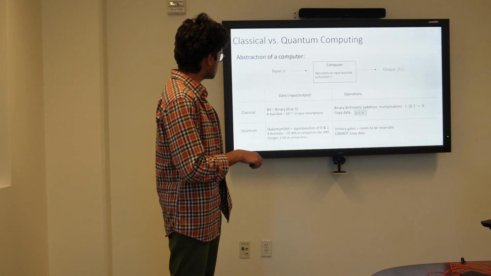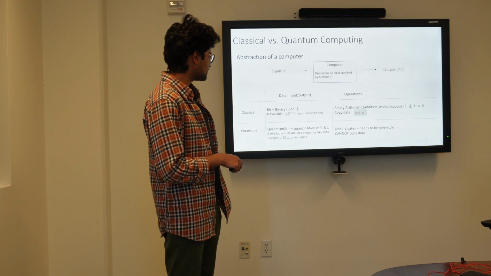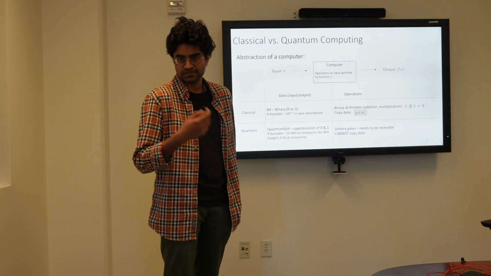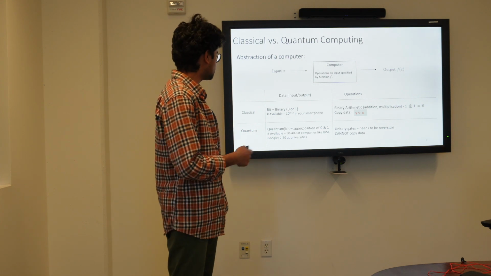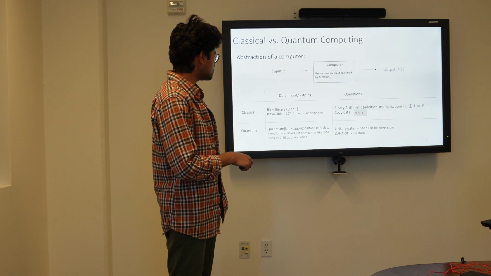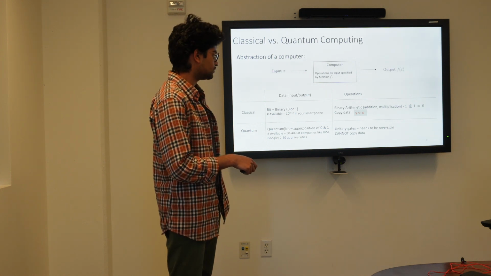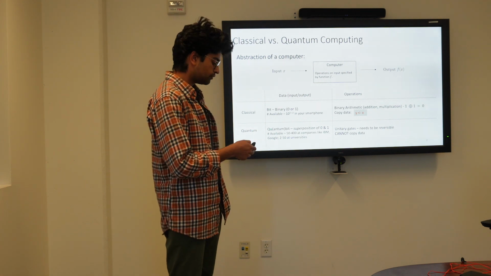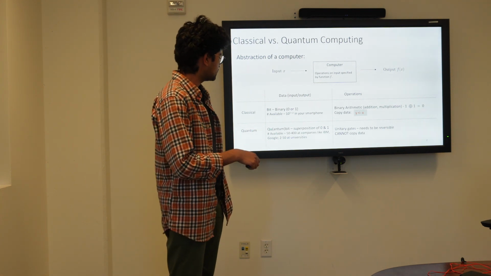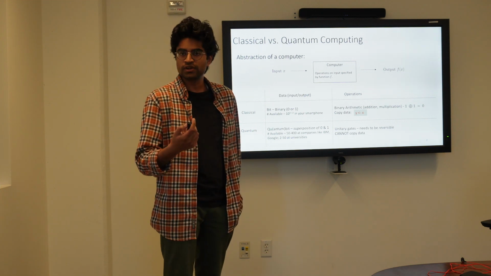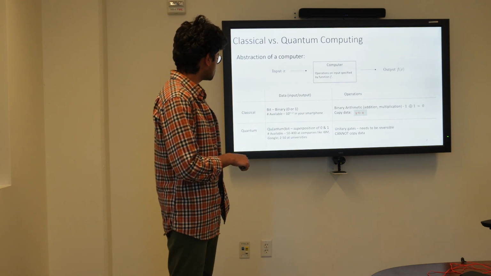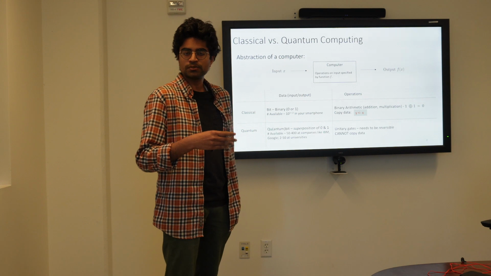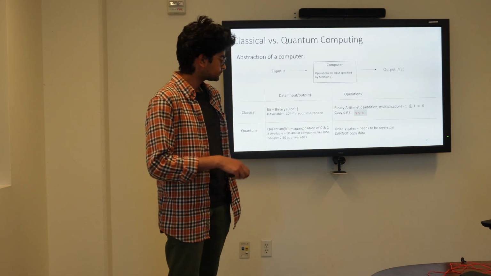On the quantum side, things are a little bit different. We work with these things called qubits, or quantum bits. These are spoken of quite a bit. And really, these qubits are just a superposition of 0 and 1. I'll describe in a little more detail what a superposition is, but it should be thought of as a fundamental difference from classical computing. Bits are either 0 or 1, and these quantum bits are, in some sense, somewhere in between 0 and 1.